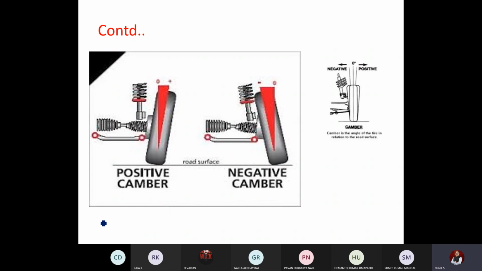Shall I repeat once again? Yes, sir. Okay. See, assume this as the tire of your vehicle. In this sketch, you can see here, this will be the straight position. So this we call the vertical line. When the wheel is straight, this will be the vertical line, or we call it the zero position.